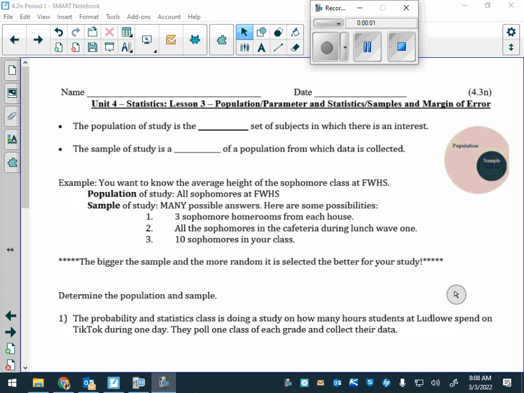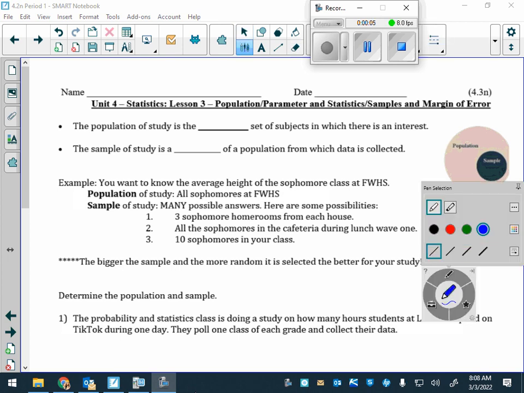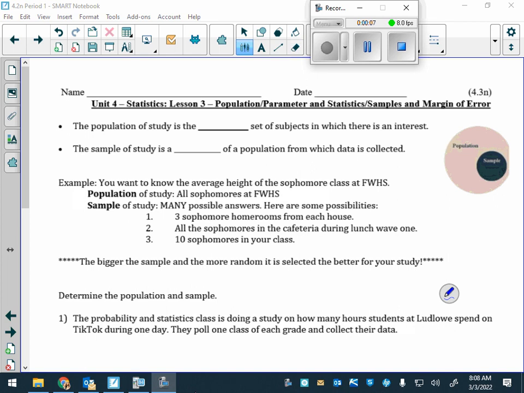So we are going to talk about a few things here that we see daily, okay? So we're talking about population and sample to start, okay?